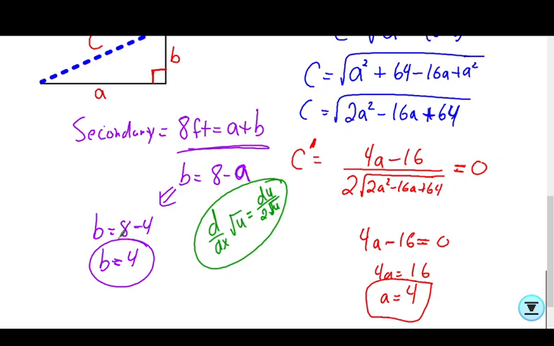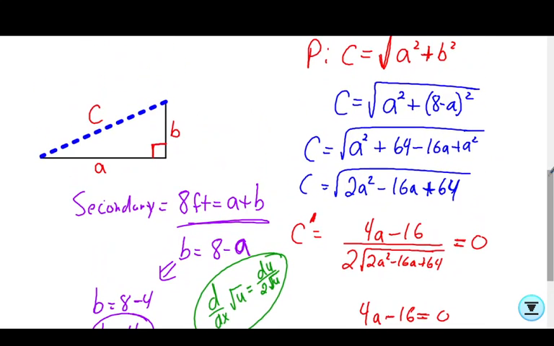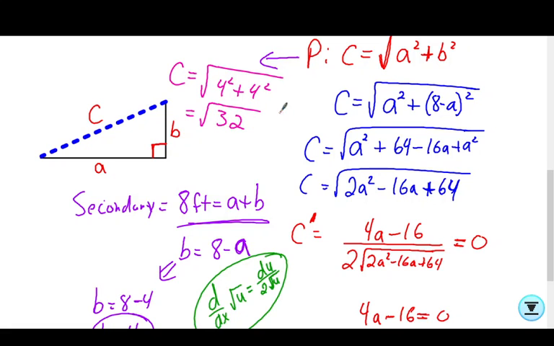Now that I know a and b, I can use that here to find c. So c equals the square root of 4 squared plus 4 squared, which is the square root of 32. There you go. Again, for this one the math isn't really hard. The hardest part about this problem is, of course, setting up your original equations and knowing how to do that.